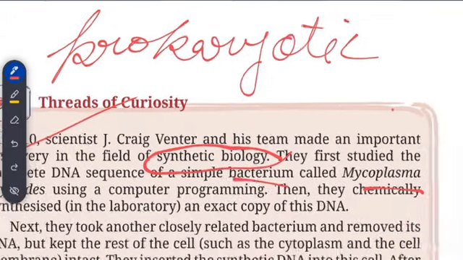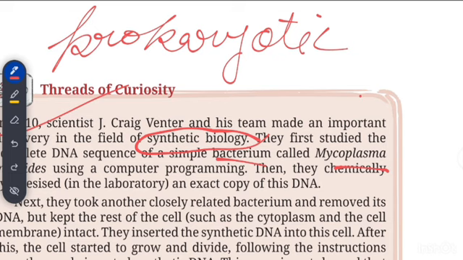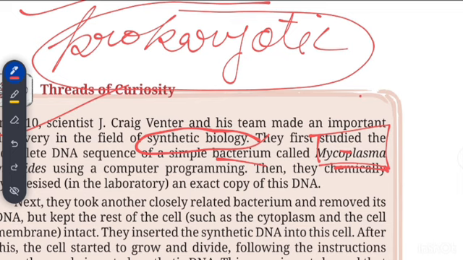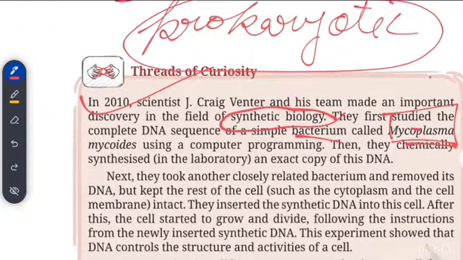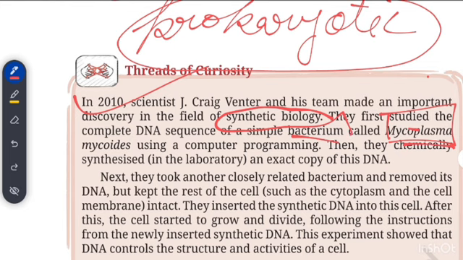Okay, then let's come back to our topic. Here bacteria means mycoplasma. I told you that all the bacteria come under which kingdom? Monera. Yes, Monera. So prokaryotic means Monera, and all the bacteria are prokaryotic, means they do not have a well defined nucleus. Bacterium is singular, bacteria is plural. Bacterium called mycoplasma, using a computer programming.